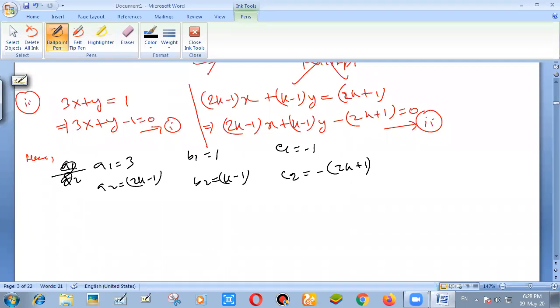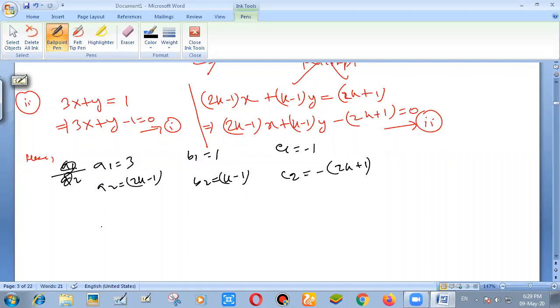Now the question itself says that they do not have any solution. So what is the condition? What is the condition if they do not have any solution? Tell me, be fast. Sir, a1 by a2 equal to b1 by b2 does not equal to c1 by c2. Yes. So write down.